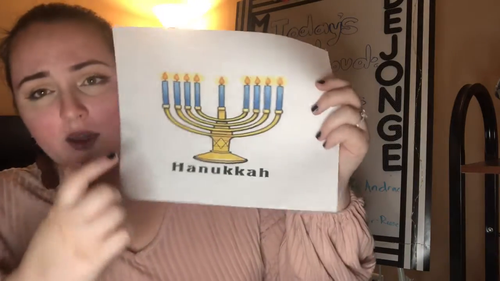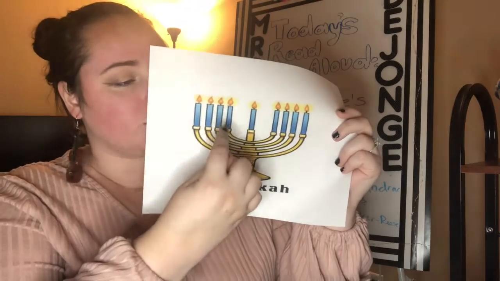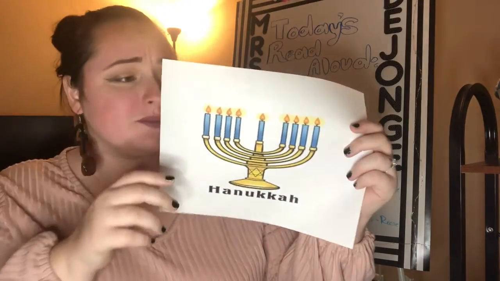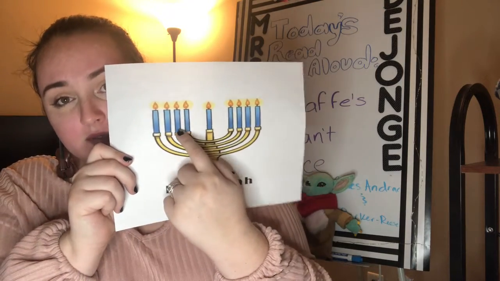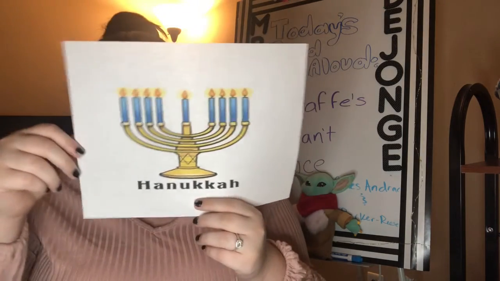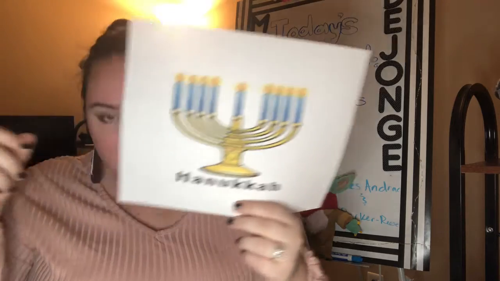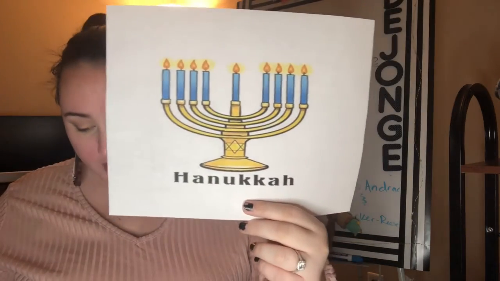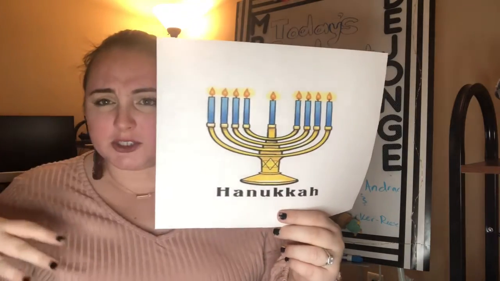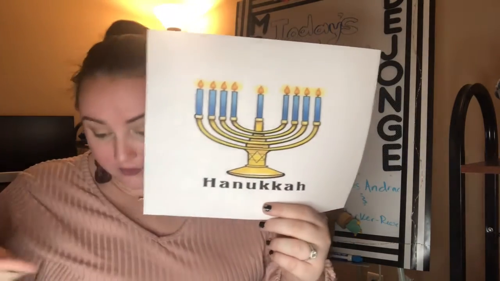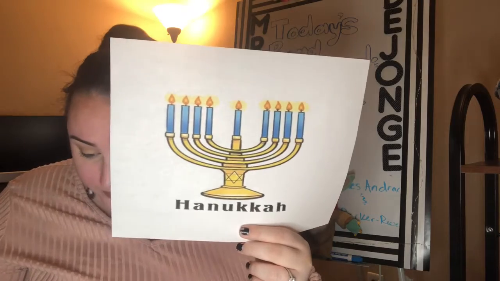You might be thinking, okay, well, there's actually 9 candles there. This candle in the middle is what's used to light each of these candles over the 8 nights. And this is called a Hanukkiah or a menorah. Menorah is like the standard version of this holiday version of it. So this is a really fun celebration.